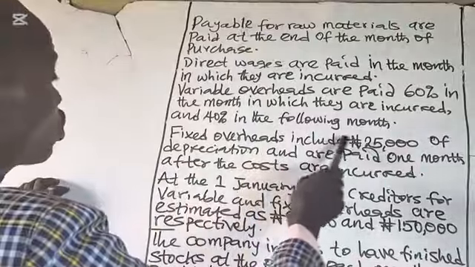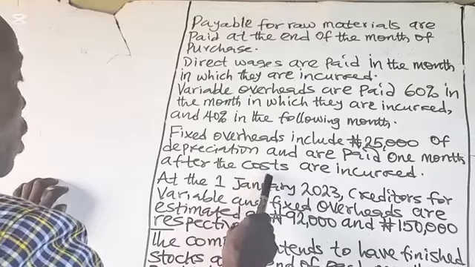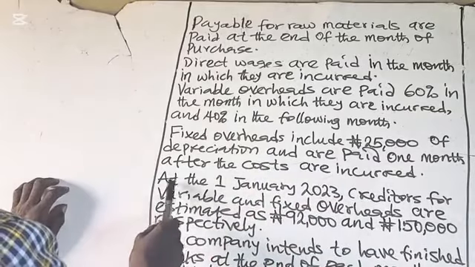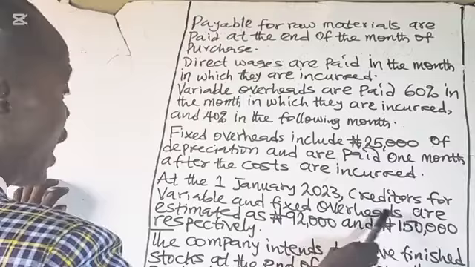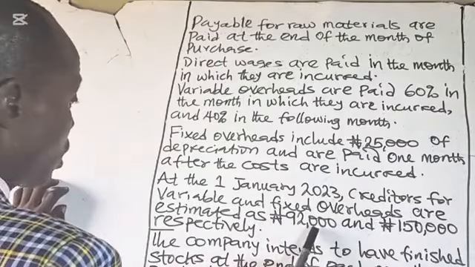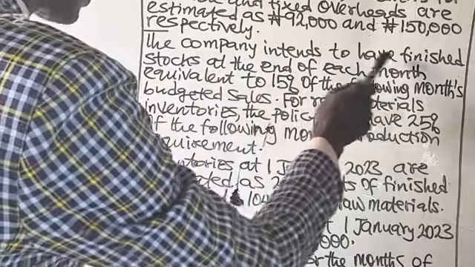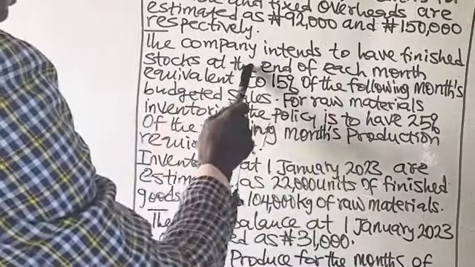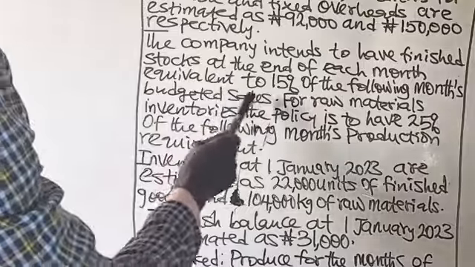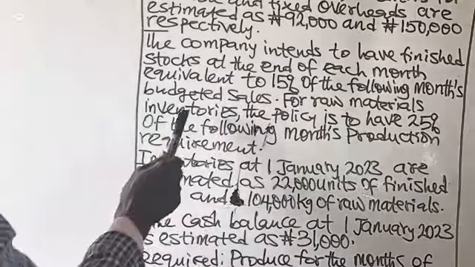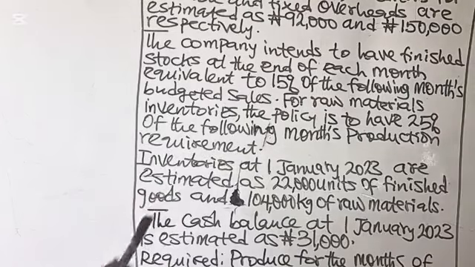Fixed overheads include 25,000 naira of depreciation and are paid 1 month after the costs are incurred. At the 1st of January 2023, creditors for variable and fixed overheads are estimated as 92,000 naira and 150,000 naira respectively. The company intends to have finished stocks at the end of each month equivalent to 15% of the following month's budgeted sales. For raw materials inventories, the policy is to have 25% of the following month production requirements.